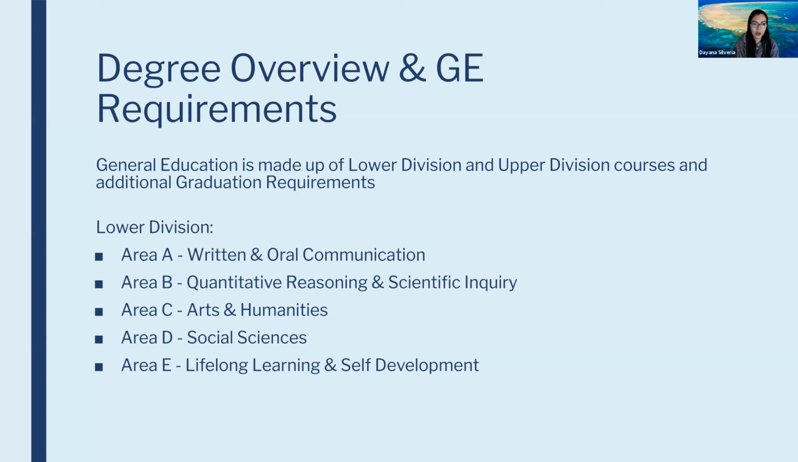If you look at the catalog, there are some Chicano Latino studies courses under arts and humanities, but they might actually show up under area D as well. So it could be either or. Area D is social sciences. And then there's also area E, which is lifelong learning and self-development. Let me just double check that I didn't miss anything here. Yes, that's it for the slide.